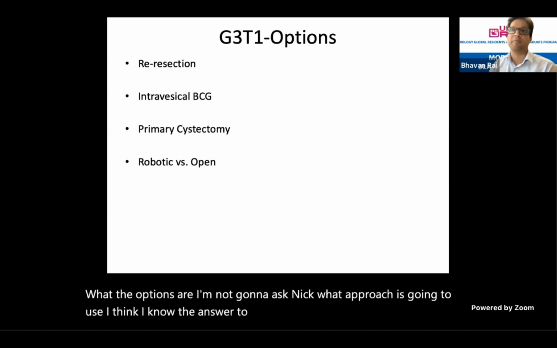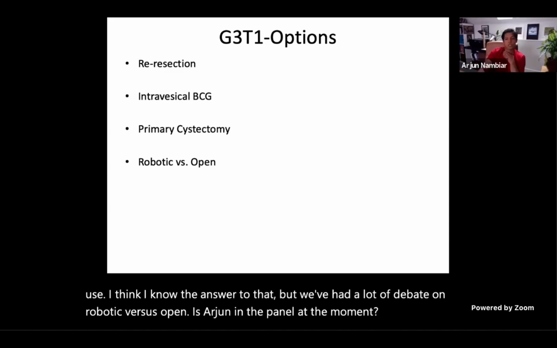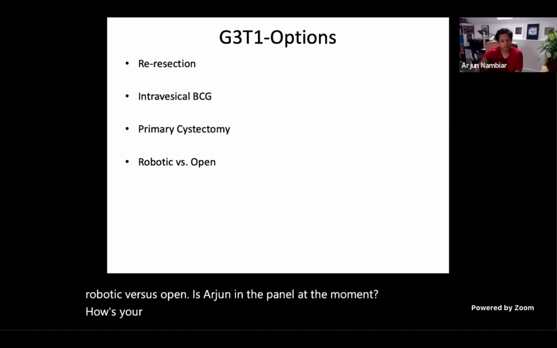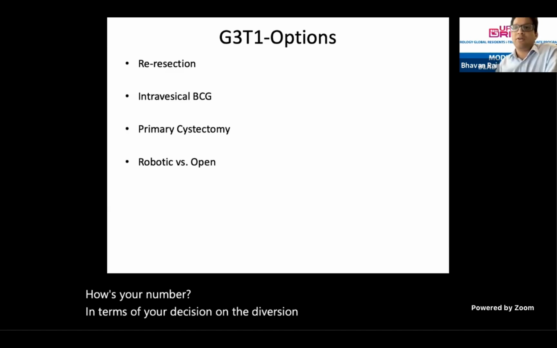But we've had a lot of debate on robotic versus open. Is Arjun in the panel at the moment? Arjun, in terms of your decision on the diversion as a functional urologist, what would your options be and why?